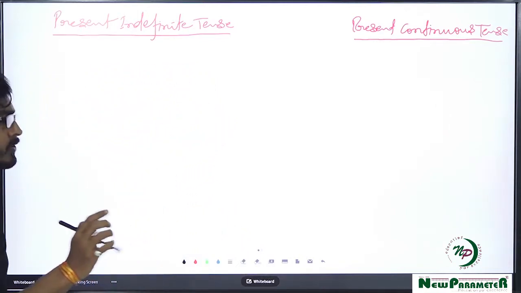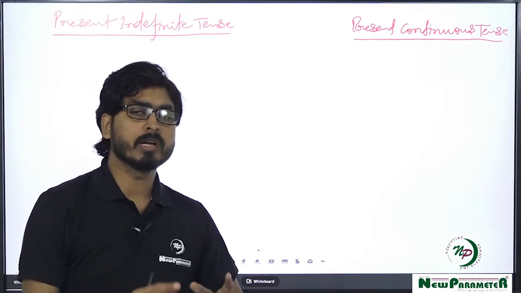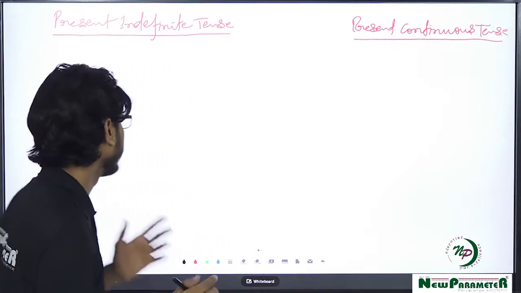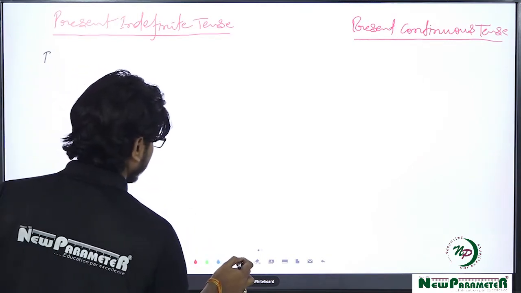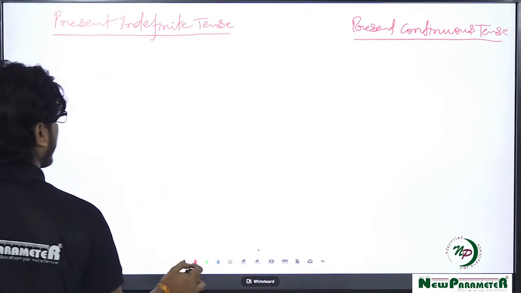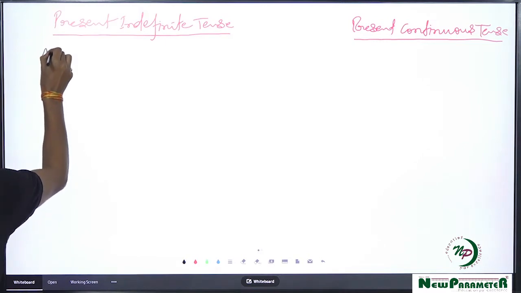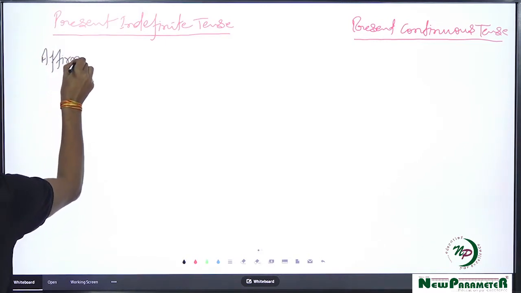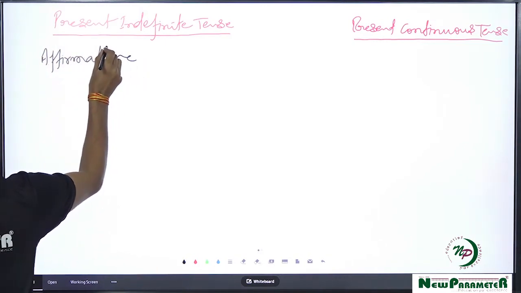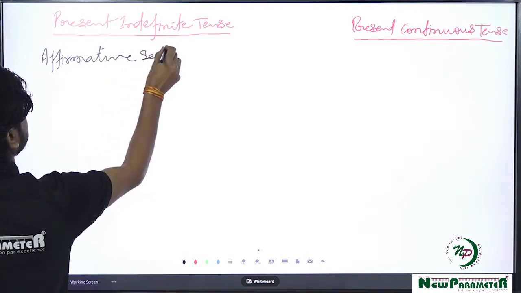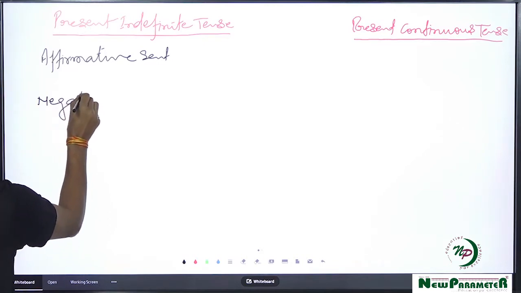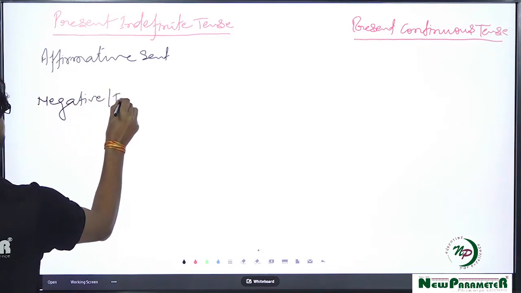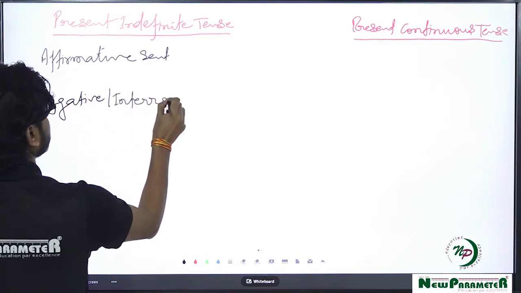See, there are two categories in present indefinite tense. Two categories of what? Sentence. We know very well the sentence is basically affirmative sentence, and the second category is negative and interrogative sentence.